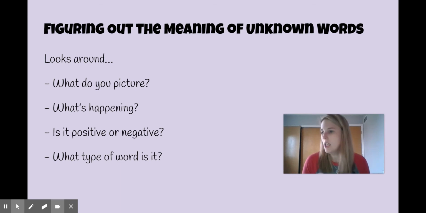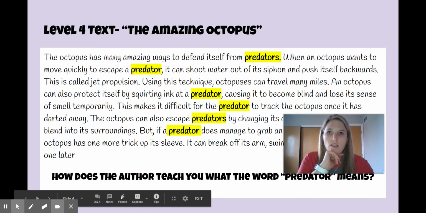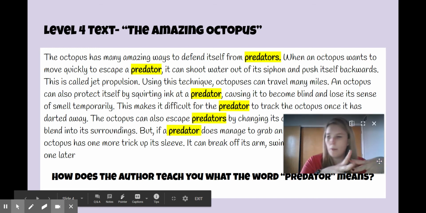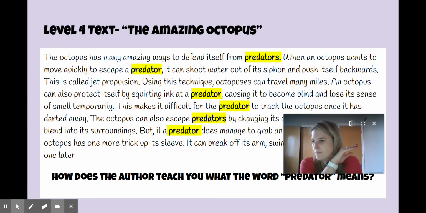To figure out the meaning of unknown words, it helps to look around a couple of things. So what do you picture? As they're describing these things with the word, what do you see in your mind? Ask yourself what's happening. As they're saying the word, what's happening with this word? Is it positive? Is it a good thing? Is it negative? Is it a bad thing? And then what type of word is it? Okay, so if we think back to this text and ask ourselves a couple of those questions.